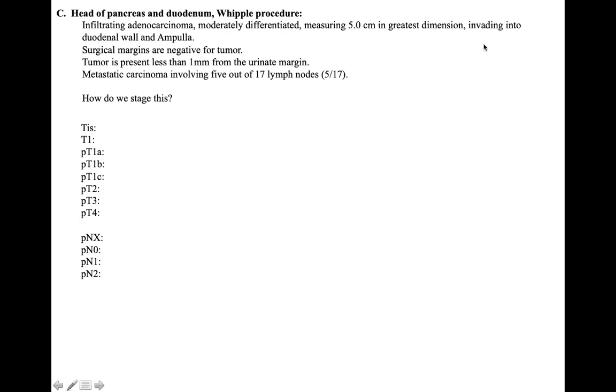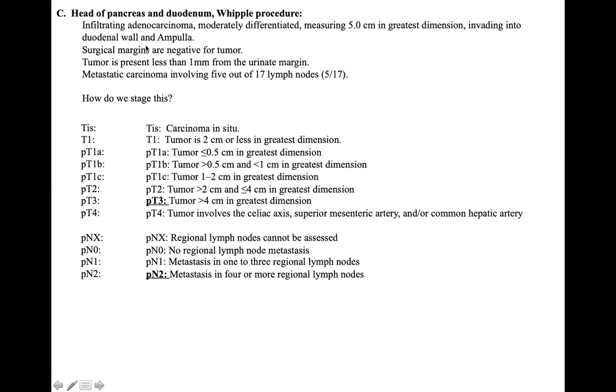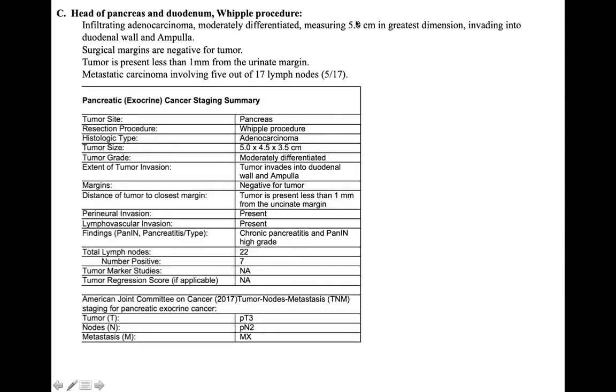And then, so this was actually an infiltrating adenocarcinoma, moderately differentiated, invading into the duodenal wall and ampulla. So how do we stage this? I think this was actually staged using the exocrine pancreatic staging summary. And here we have pN2 because it's 4 or more regional lymph nodes. Here it's 5, and it's pT3 because it's 5 centimeters in greatest dimension. And here's how it was signed out.